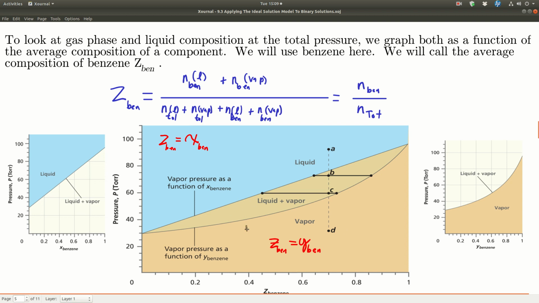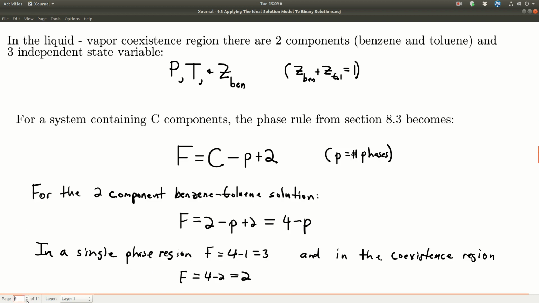In here, between these two, in this region in the middle, this is the coexistence region. So in that liquid-vapor coexistence region, we have two components, benzene and toluene, and there are three independent state variables: pressure, temperature, and Z benzene. We could use Z toluene here, but they're not independent. There's an equation that connects them. We know Z benzene plus Z toluene has to add up to 1, so they're not independent.